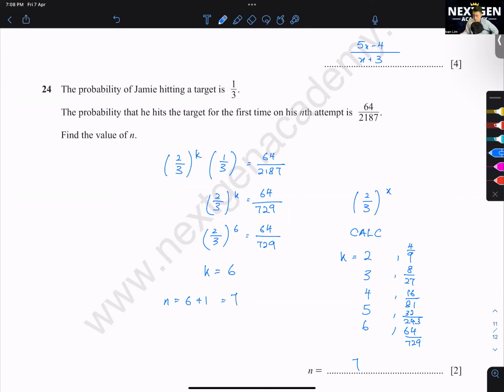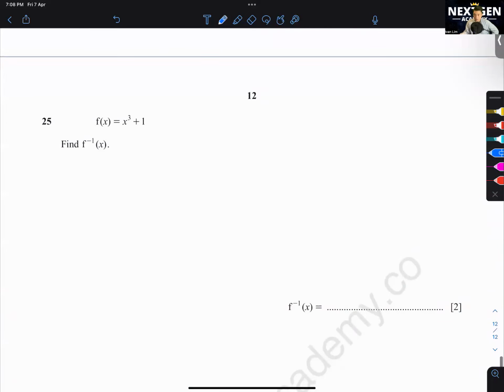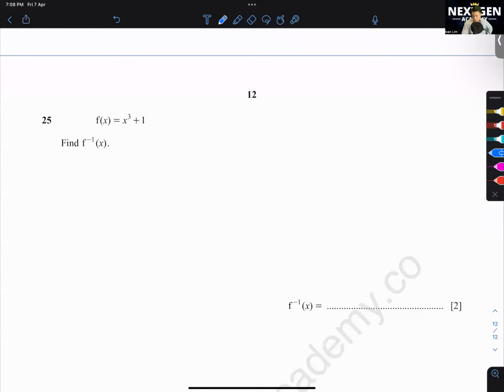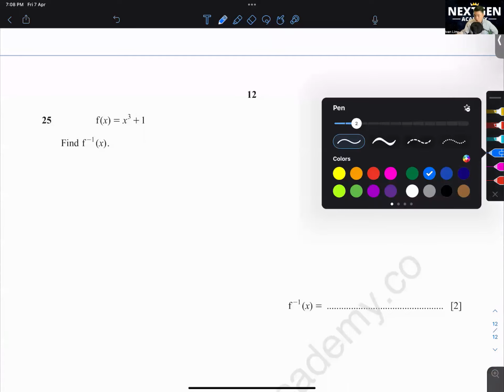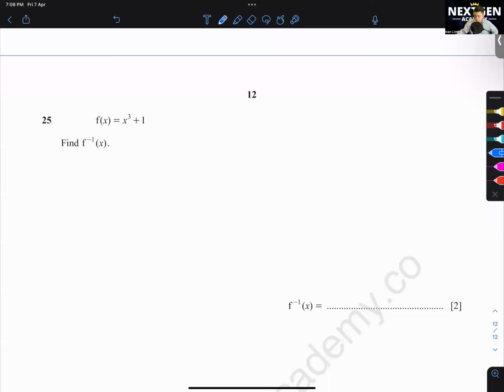Okay, let's go to the last one. Find f inverse x. So this is under your functions. There are three things that you need to know for functions in your mathematics. Number one is your typical f(x), if you sub in your x value. Number two, you all need to know how to do composite function. And number three is inverse function. Make sure you all know all these three. If a long question in paper 4 comes out, it might have all three of it. So how to do inverse?